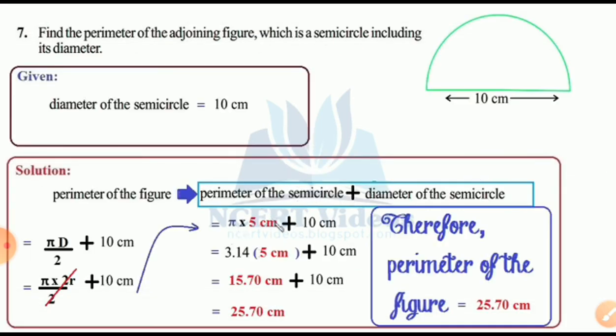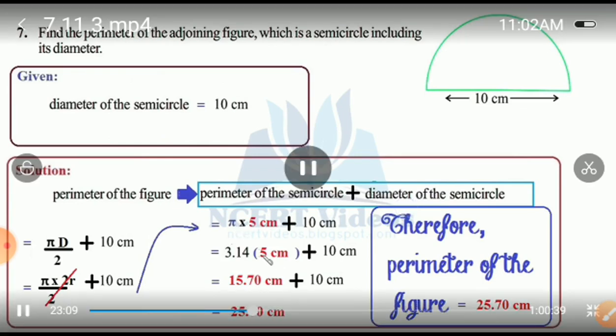Okay, we know the perimeter of the figure is equal to perimeter of the semicircle plus diameter of the semicircle. We know the perimeter of the circle is pi d, but it's a half circle, that means divided by 2, plus 10 centimeter. Why? Diameter is 10 centimeter, that's why. And pi d by 2, d is 2r, 2 will cut, so pi r will be there. Okay, very good beta. So pi into 5 centimeter plus 10 centimeter, because diameter is 10, that's why radius is 5. You will get 25.70 centimeter. Therefore perimeter of the figure is 25.70. Is it, beta? Yes, half circle is 15.70 and plus 10.